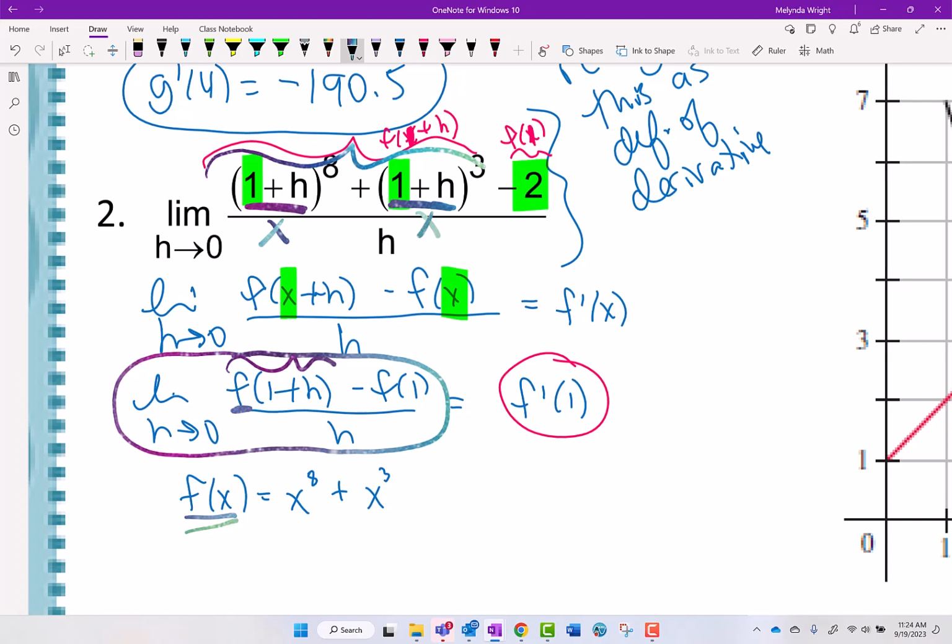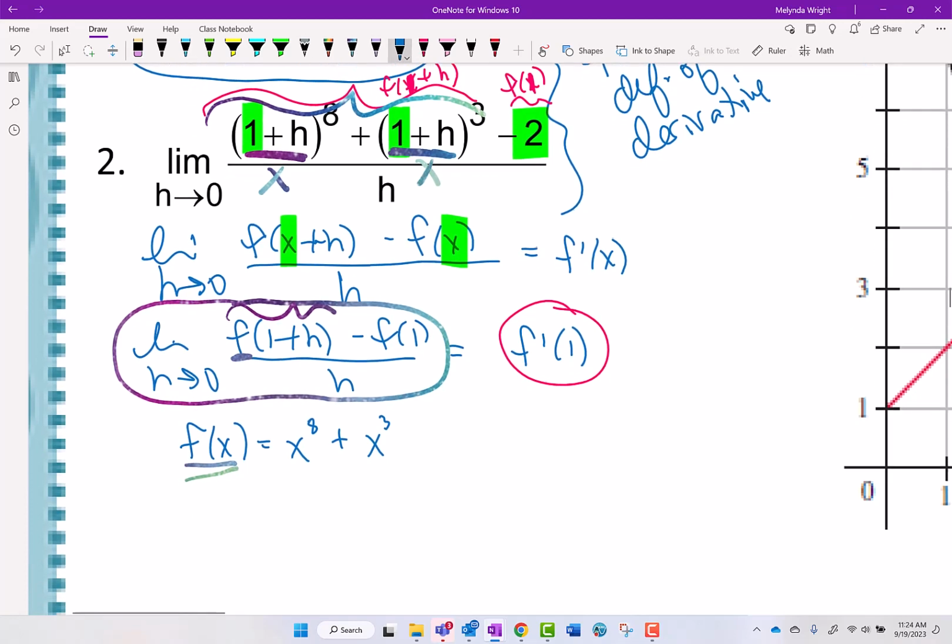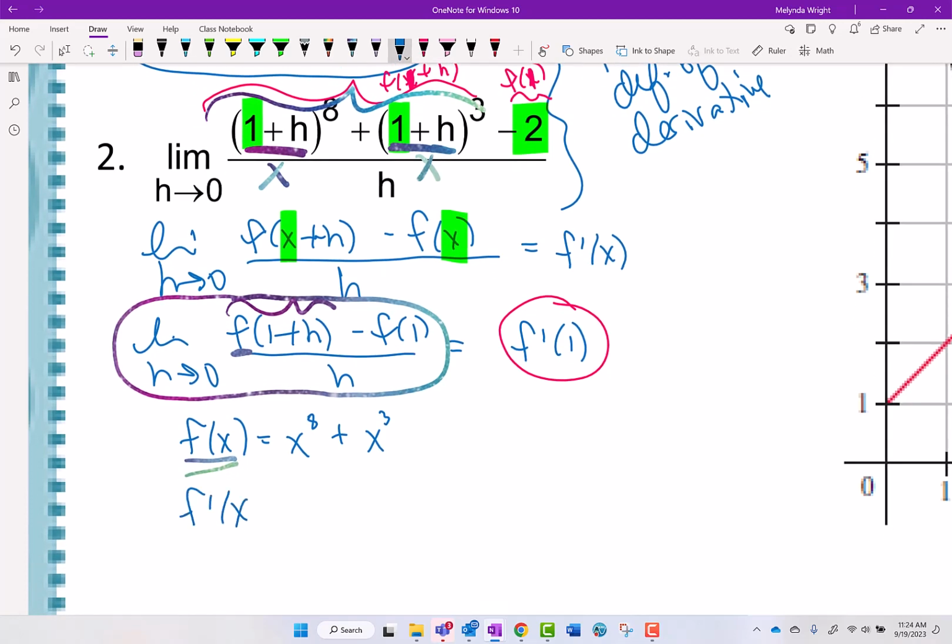Okay, so now, well, that's not bad. I can take the derivative of that, right? What's the derivative of x to the 8th? Using a power rule. 8x to the 7th. What's the derivative of x cubed? Using the power rule. 3x squared.